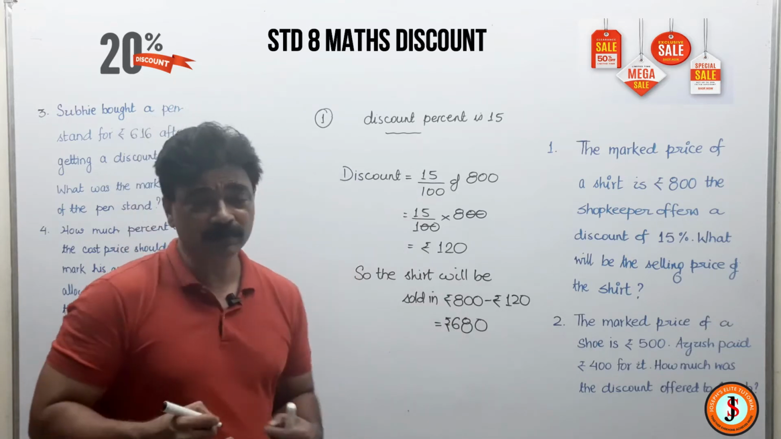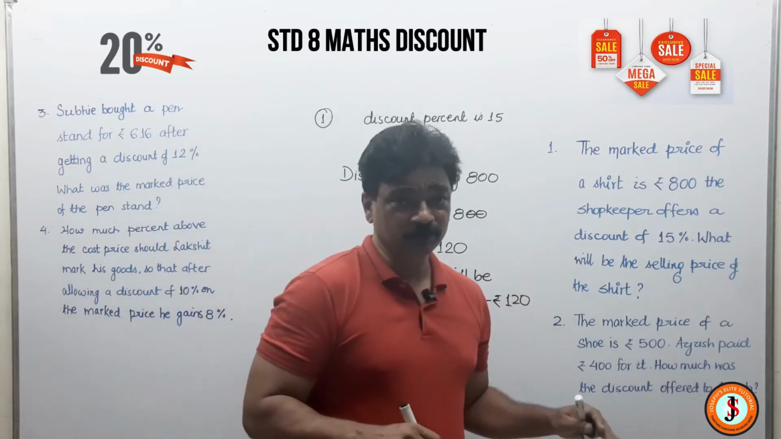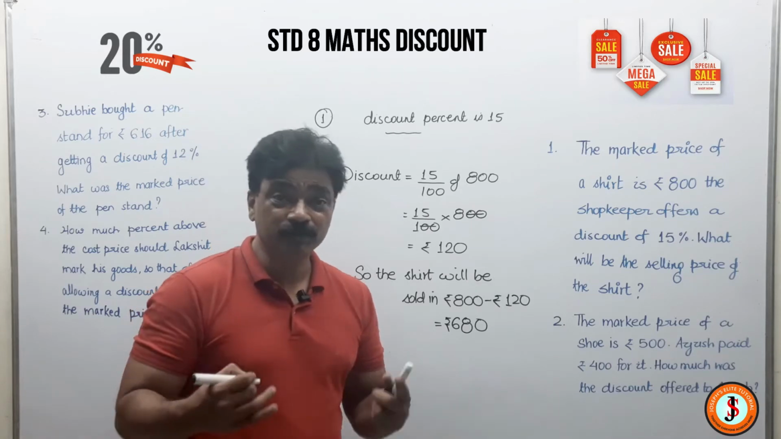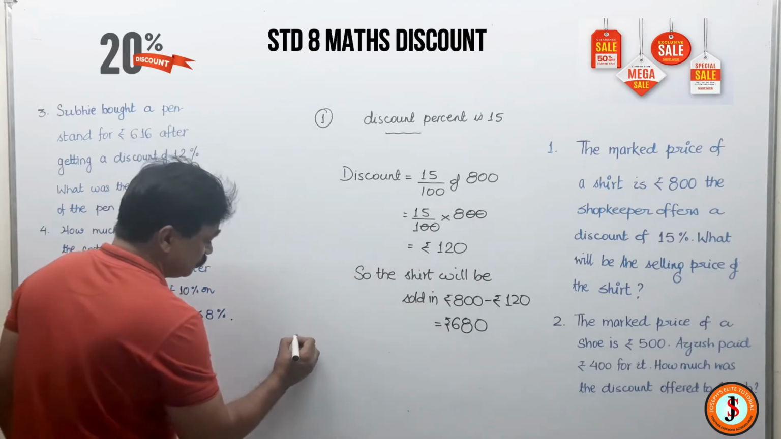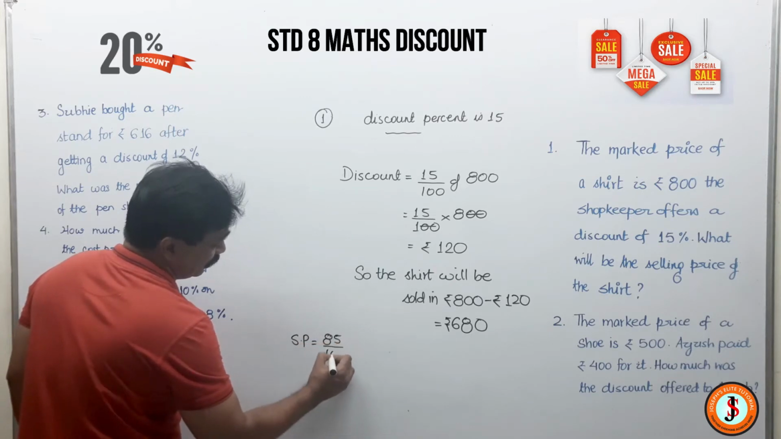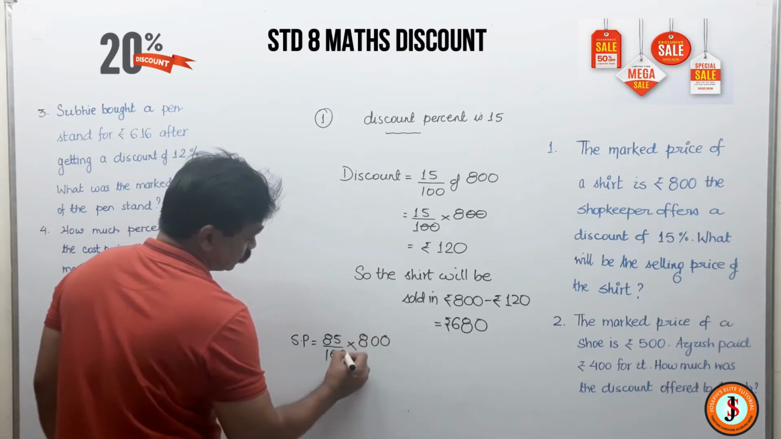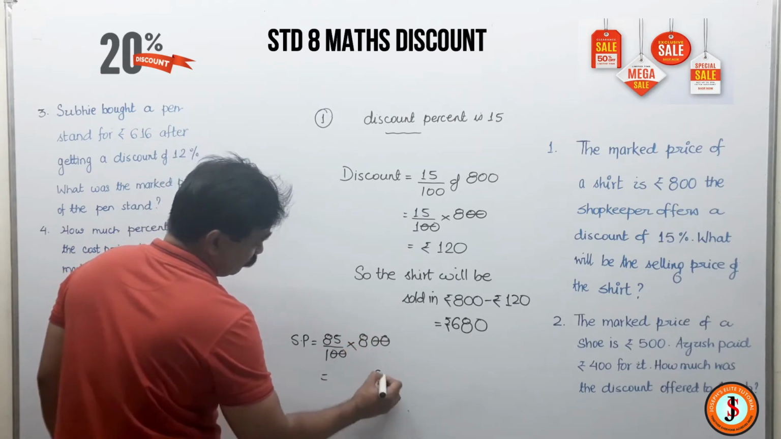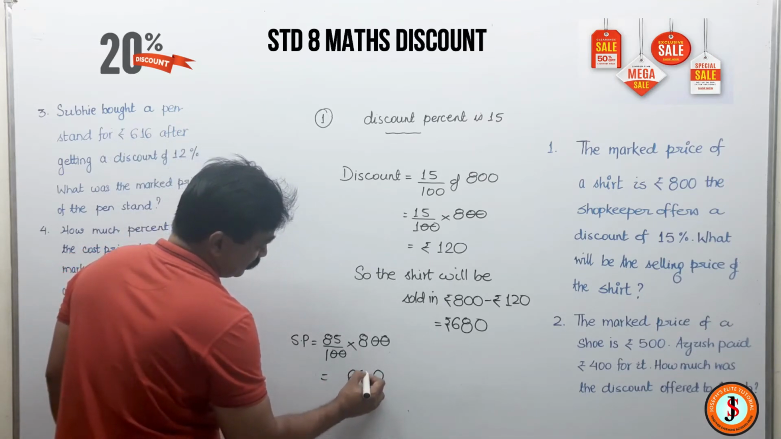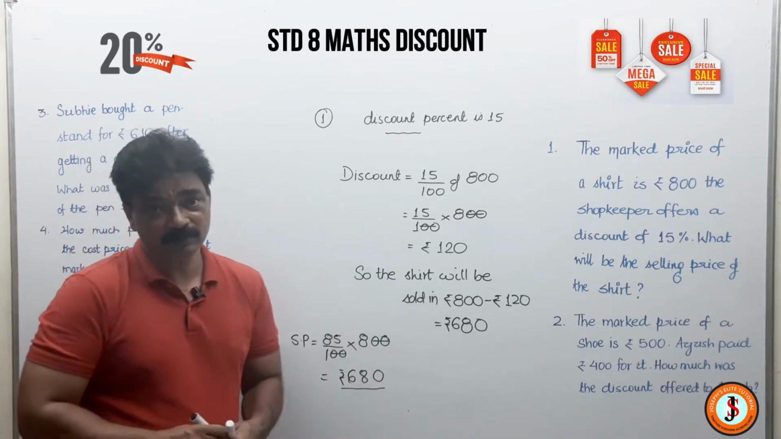There is another method to do this. Since the discount is 15%, the selling price will be 85% of the marked price. So SP will be 85% of the marked price. This is a shorter method. 85% of the marked price: 8 5s are 40, 8 8s are 64 plus 4 is 68. So rupees 680. This is the shorter and the smarter way to calculate.